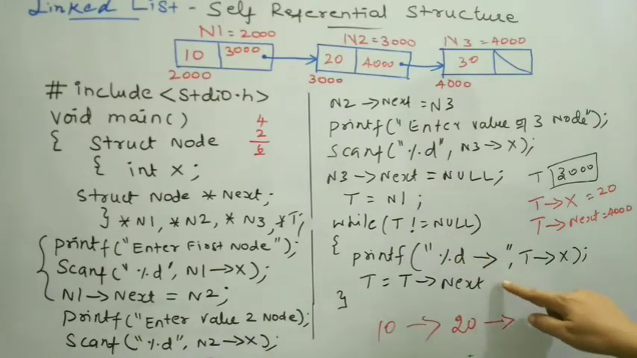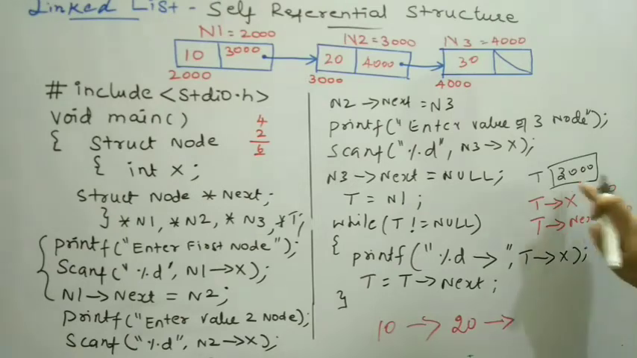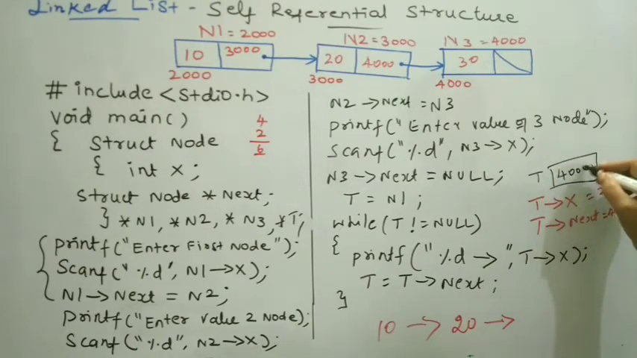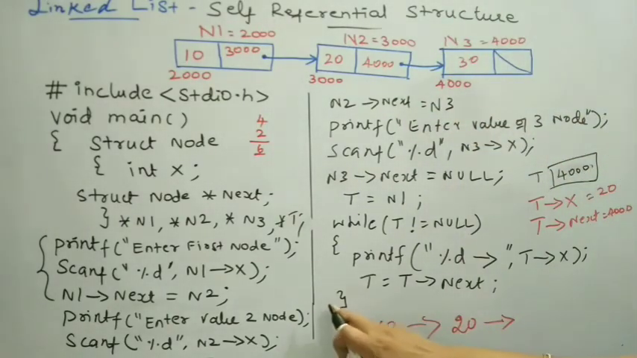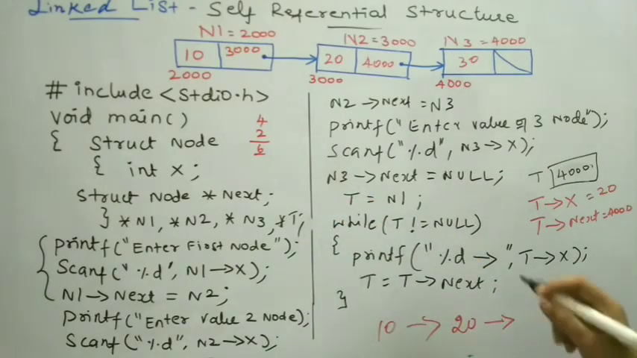Next statement to be executed is t is equal to t of next. What is t of next? 4000. 4000 is now assigned to t. I made this t point to the next node. Since I am executing the while loop until the condition is satisfied, control again will transfer back to the starting point of this while loop.